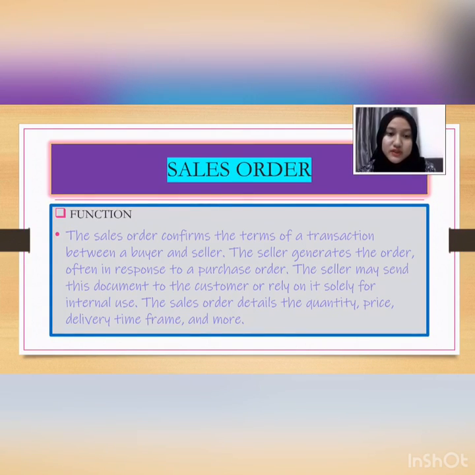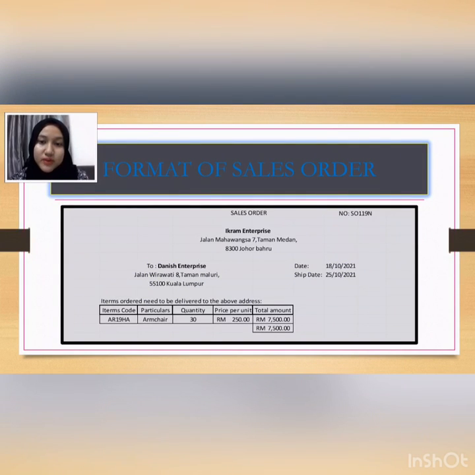The function of a sales order is that the sales order confirms the terms of the transaction between the buyer and seller. The seller generates the order, often in response to the purchase order. The seller may send this document to the customer or rely on it solely for internal use. The sales order details the quantity, price, delivery time frame, and more. So this is a format of a sales order.